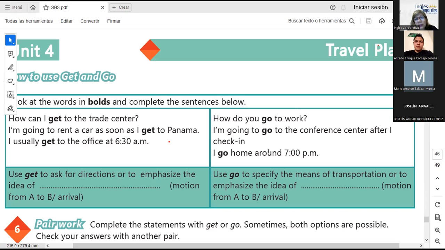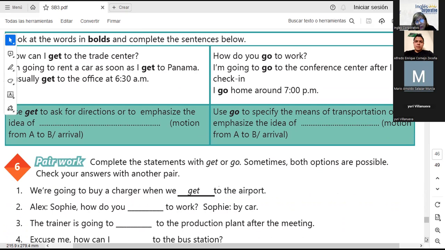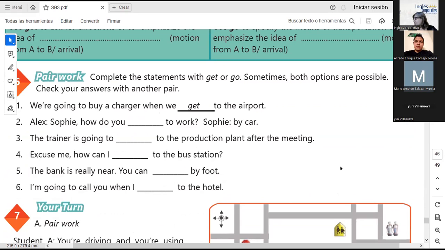Ok, in the second one, go, use go to specify the means of transportation or to emphasize the idea of motion from A to B or arrival. Motion from A to B. Yes, motion from A to B, because its goal is the way, means of transportation, or means of your body. In the case you walk, okay?